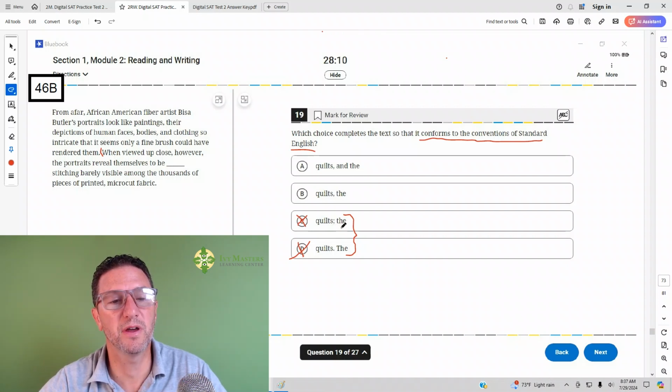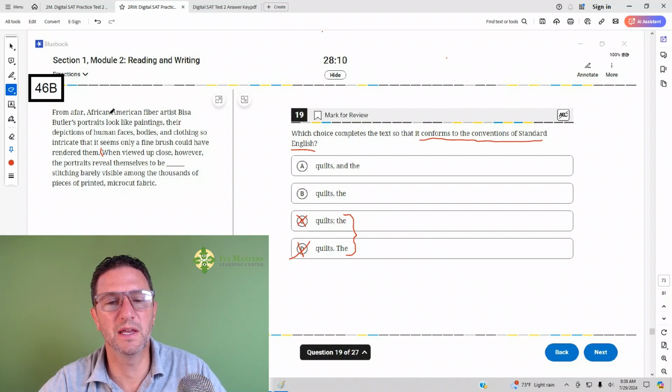And then we read from the to the end. The stitching barely visible among thousands of printed microcut fabric. That's not an independent clause. We need a verb there. You'd have to say the stitching is barely visible among the thousands of pieces of printed microcut fabric. So anyway, C and D are both gone. You do not have an independent clause after the semicolon or period. So then we move to the other answer choices.